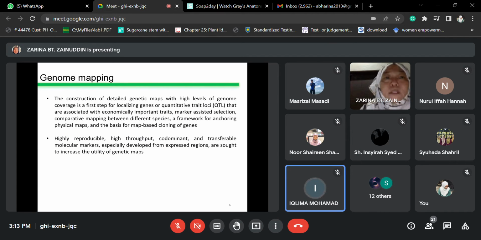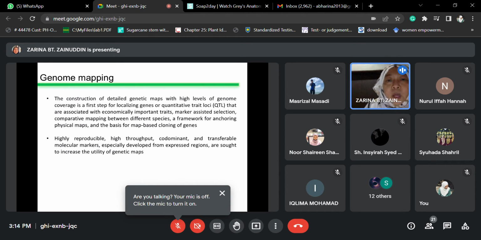No question. Okay, so the construction of detailed genetic maps with a high level of genome coverage is a first step to localize genes or quantitative trait loci that are associated with economically important traits. Why do we do genetic mapping? This is because we want to identify certain important traits in plants, as part of a breeding program. We want to select valuable traits. So we use it for marker assisted selection, to compare mapping between different species, to establish a framework to anchor a physical map, and also as the basis for map-based cloning of genes.